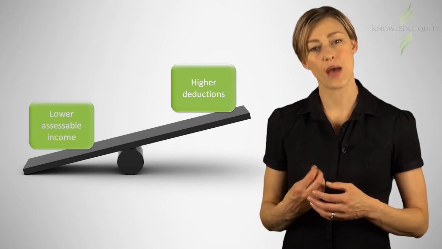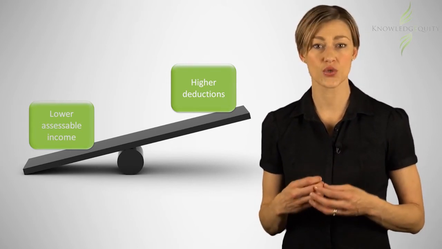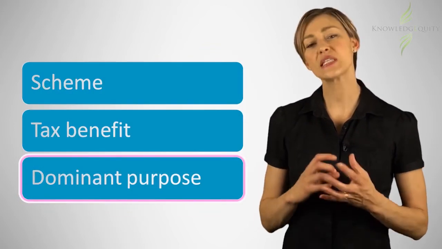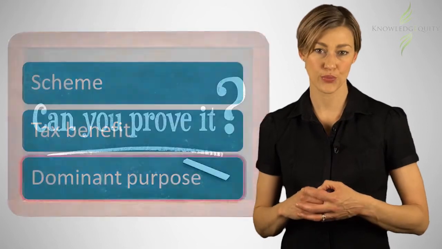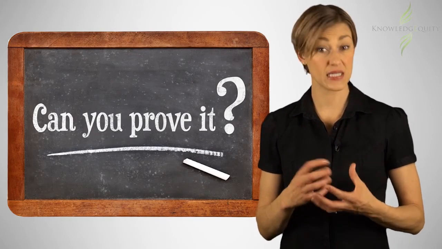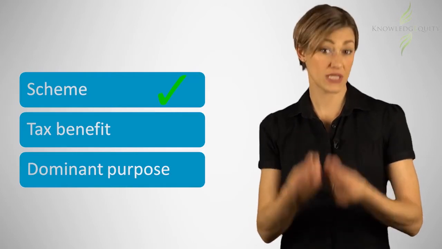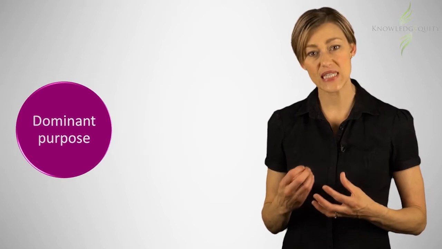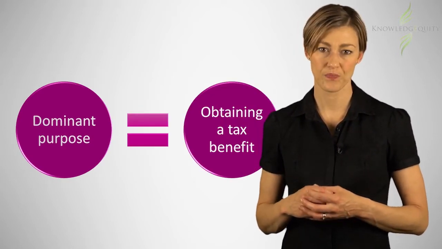The third requirement is that the scheme has been entered into for the dominant purpose of obtaining a tax benefit. This is often the hardest requirement to prove. In other words, not only does there have to be a scheme, which has led to a tax benefit, but this third requirement means that the main reason the scheme has been entered into is to obtain a tax benefit.